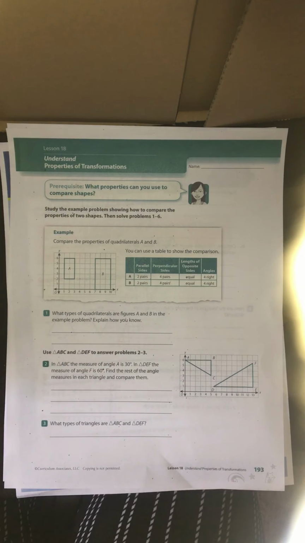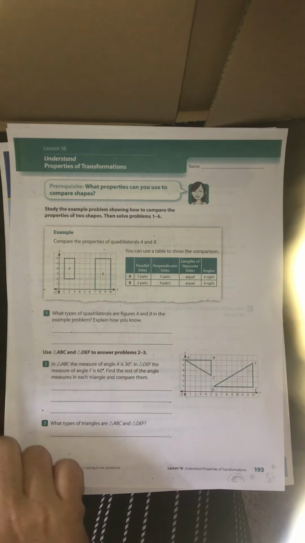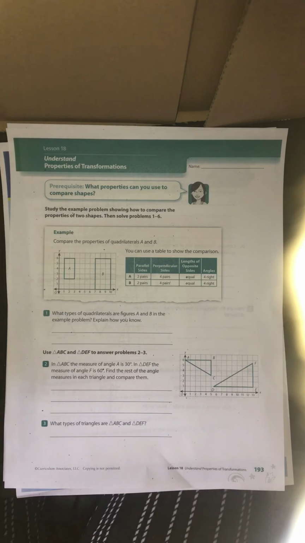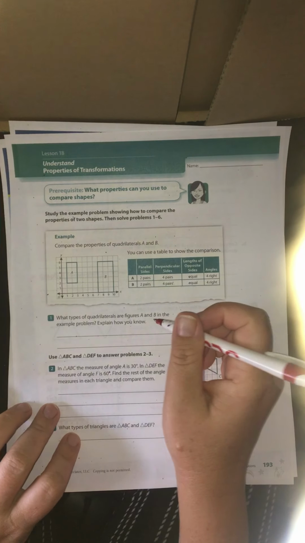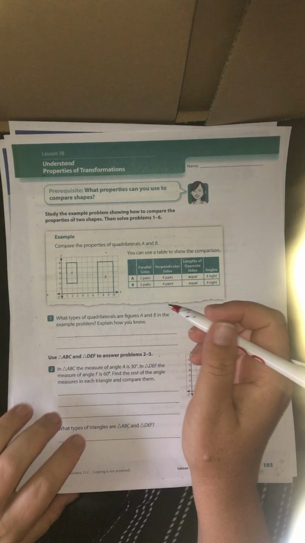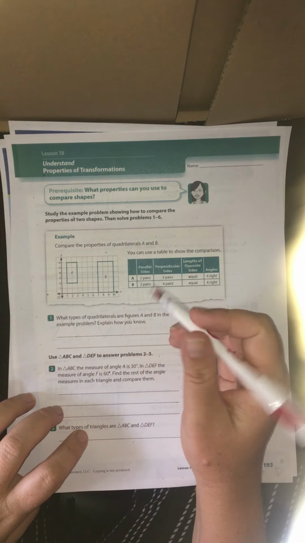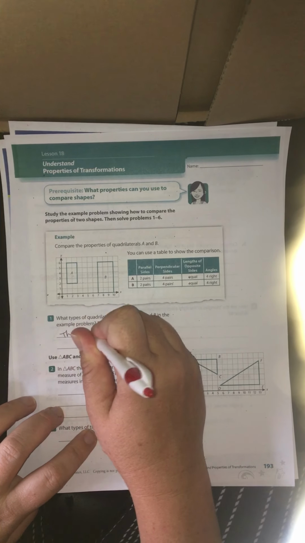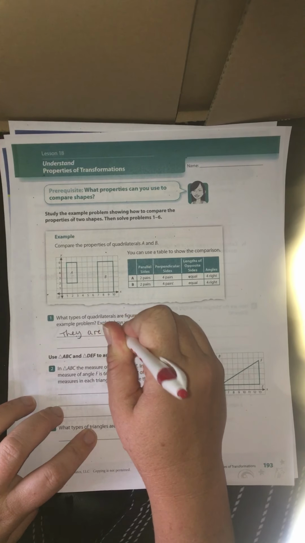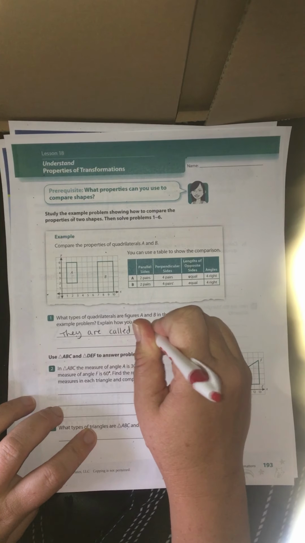Okay, this video is going to be for pages 193 and 194. So it says, what type of quadrilaterals are figures A and B in the example problem? Looking at these two, they have two parallel sides each. So what would you call these shapes? They are called rectangles.